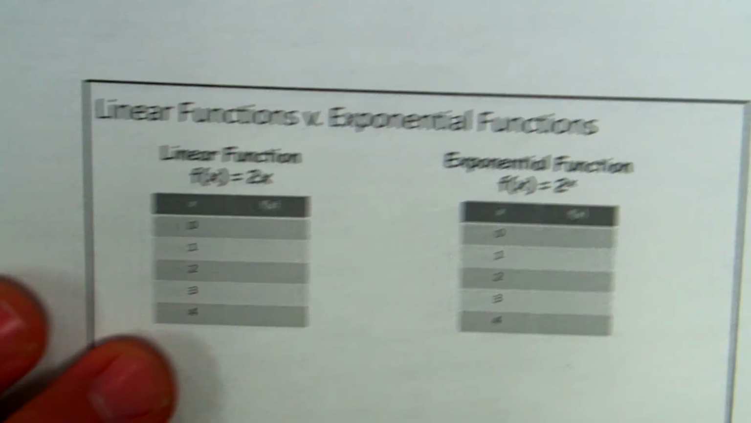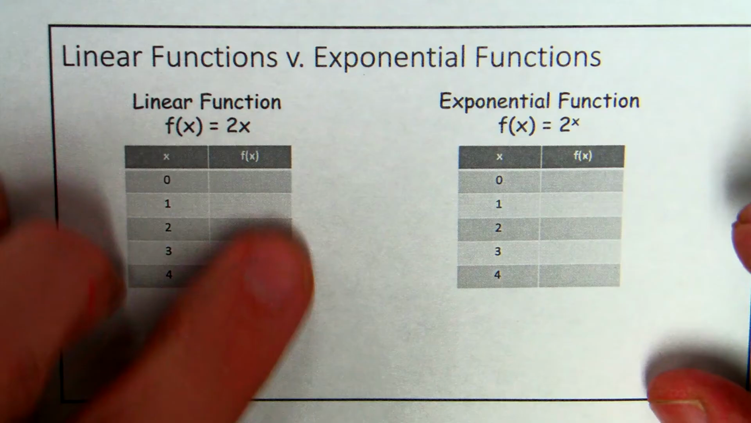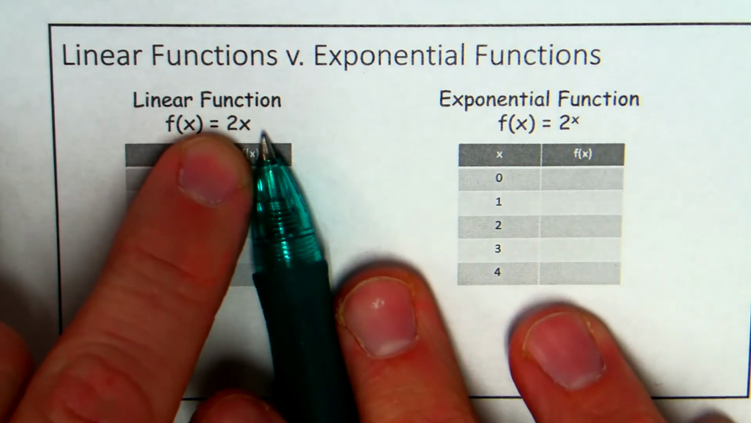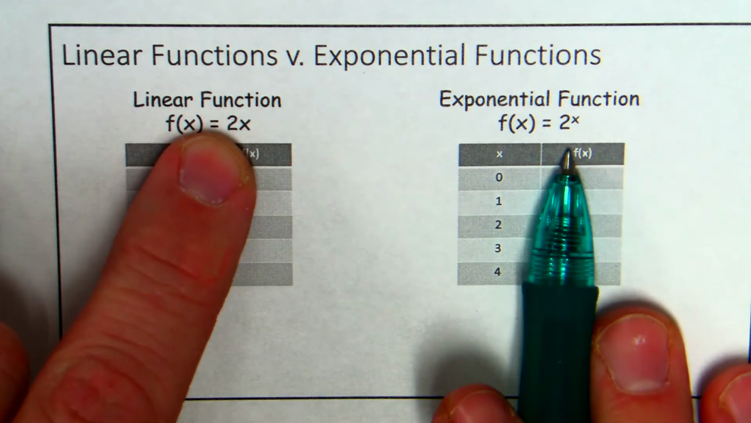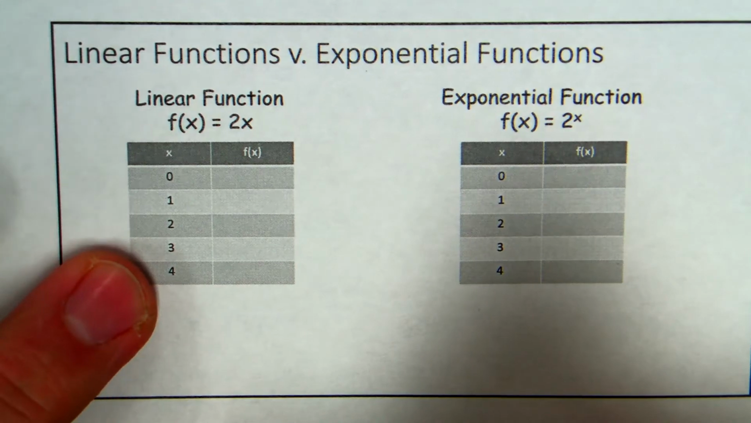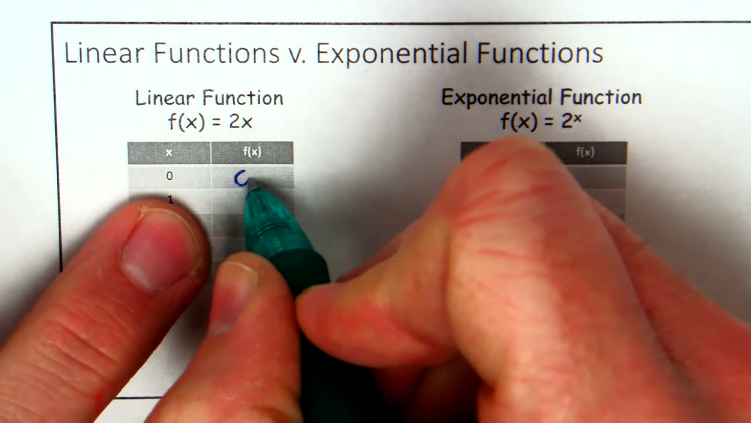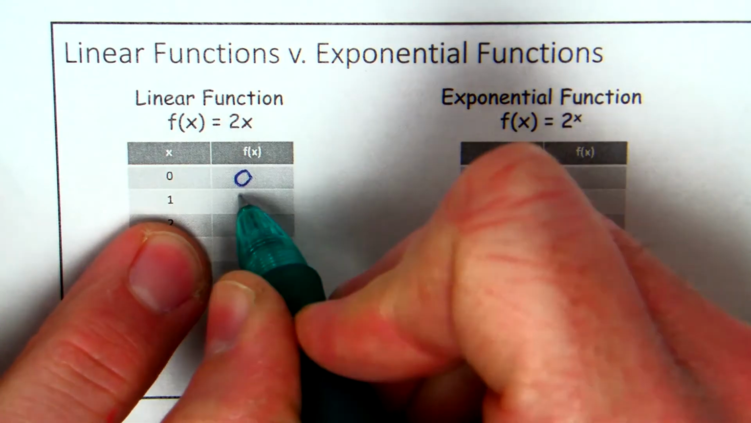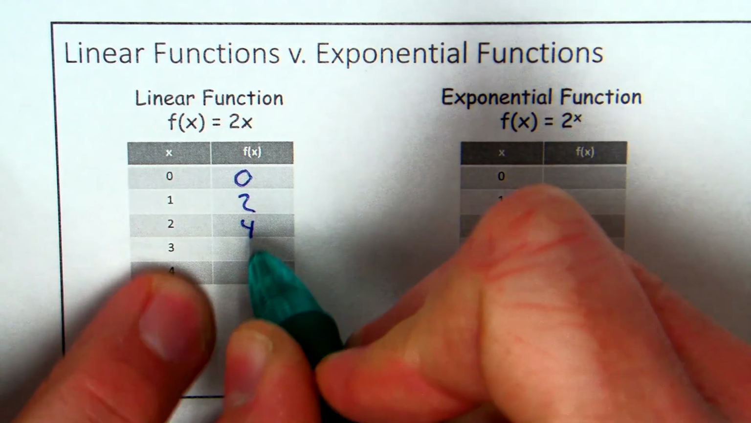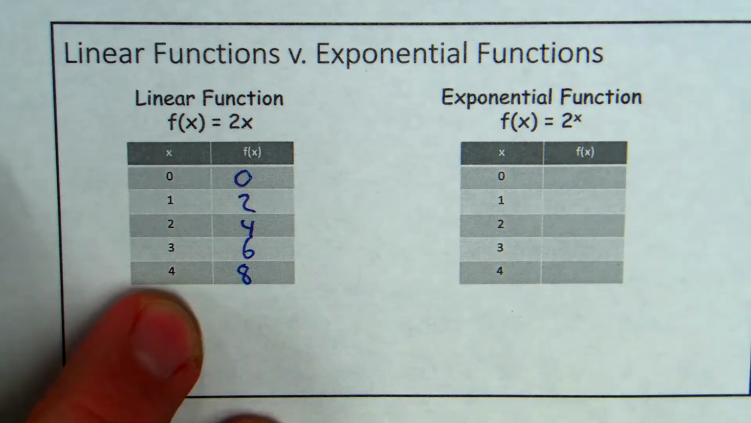You see, exponential functions grow very differently than linear functions do. I have an example of both right here. f of x equals 2x and f of x equals 2 to the x power. I'm just going to plug in values really quickly to show you the difference. If I put a 0 into 2 times x, I get 0. 2 times 1 would be 2. 2 times 2 would be 4. 2 times 3 would be 6. And 2 times 4 would be 8.